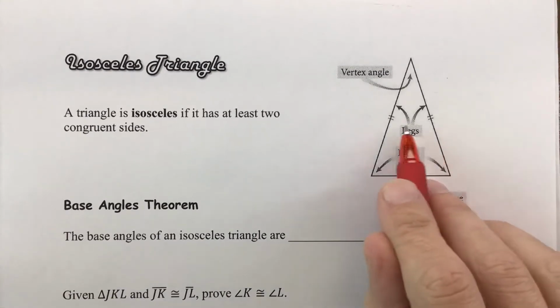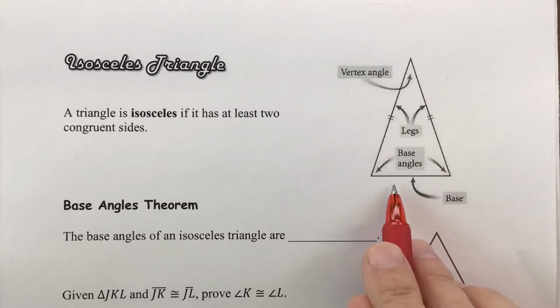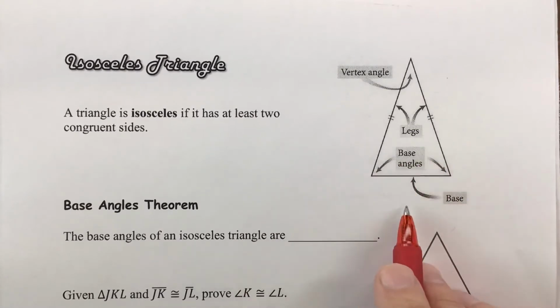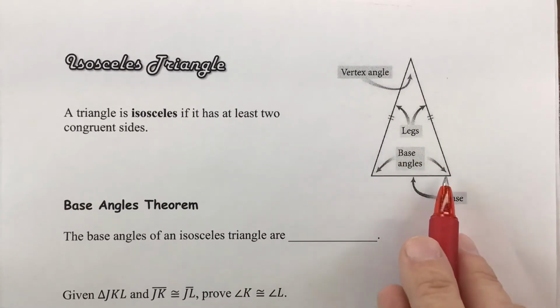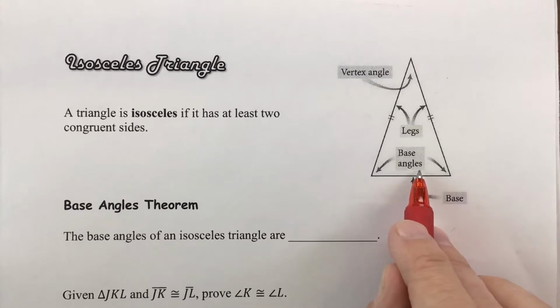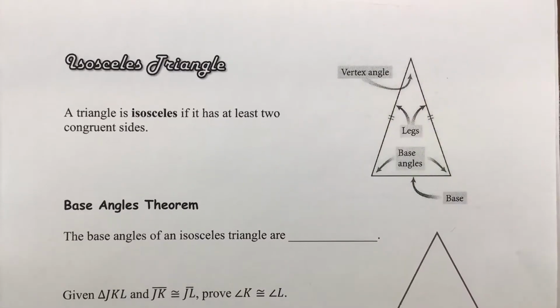Okay, so the two sides that are congruent are going to get referred to as the legs. The other side is going to be called the base, assuming that side would be a different length than the other two that we have. The angles that we have at the end of the base, which would be across from the congruent legs, are going to be called the base angles. The third angle up here at the top is going to be called the vertex angle. That'll be between the two legs of the triangle.